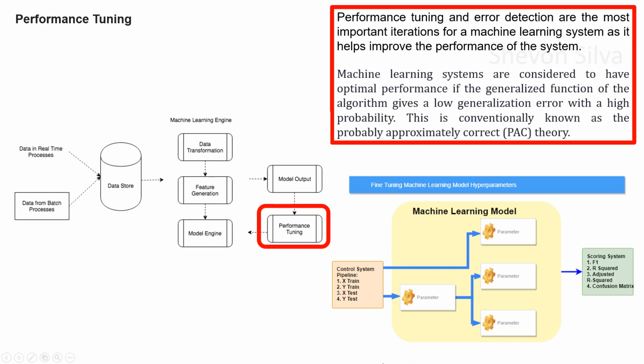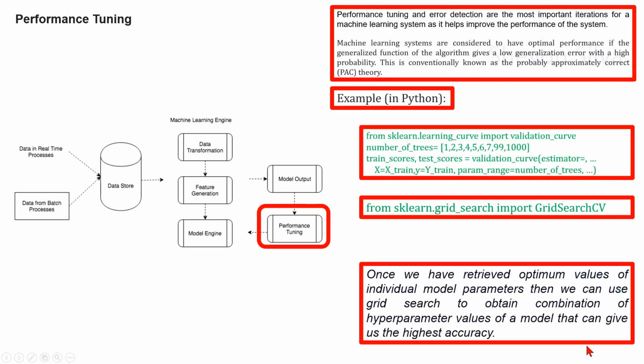Here you can see a control system pipeline is connected to a machine learning model in which there are parameters, and this model is connected to a scoring system. Here we can consider this Python example.